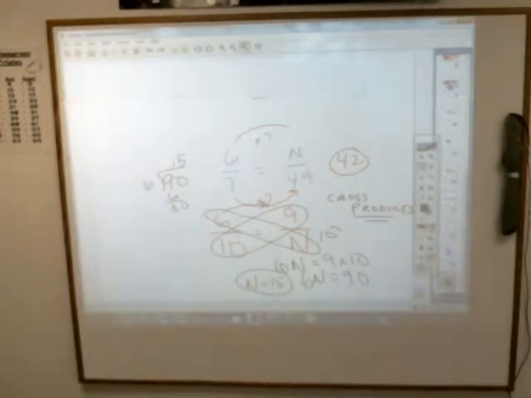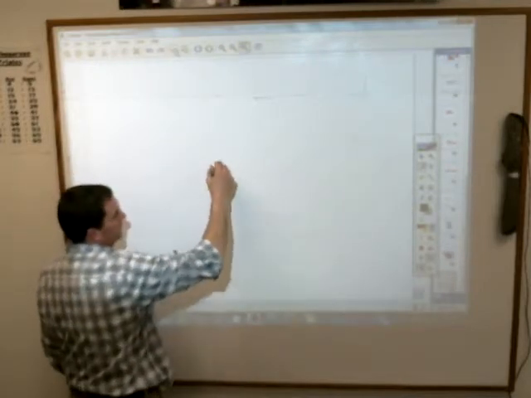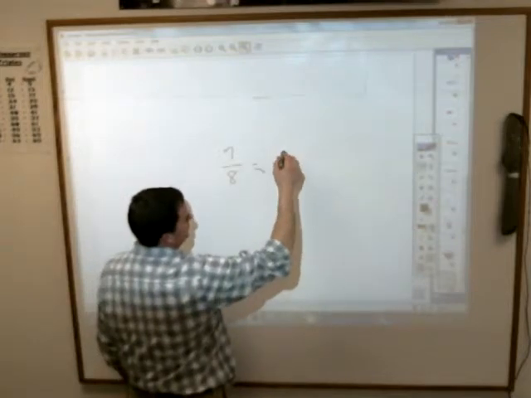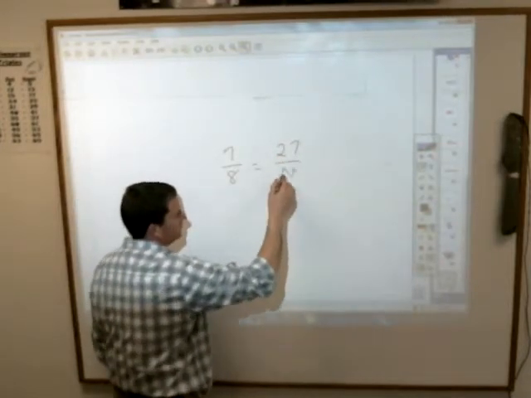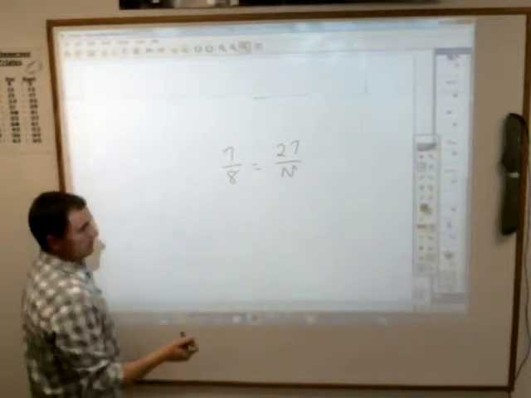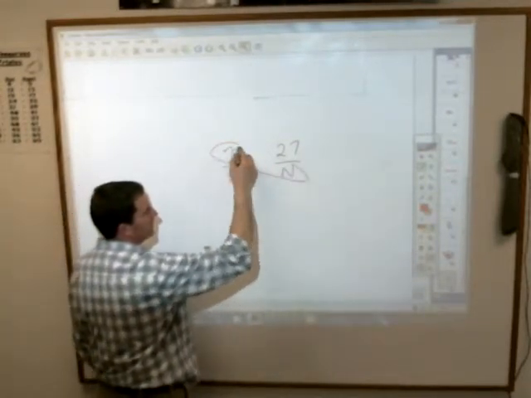And sometimes when you get to really hard mathematics, you could actually get a fraction for your answer. In other words, if you had 7 over 8 equals, I don't know, 27 over what number? It doesn't always in math have to work out really nice and neat. And in this case, it won't. We'll end up with some fraction. I would leave it as a fraction, probably.